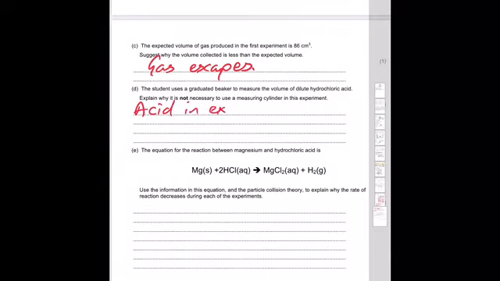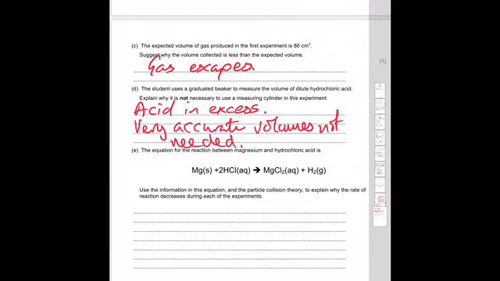The student uses a graduated beaker to measure the volume of dilute hydrochloric acid. Explain why it's not necessary to measure it accurately. Well, it's because the acid is in excess. So you don't need to be very accurate with it. You just need to make sure you've got the same amount and it's more than you need for the reaction. It's not the limiting factor. So a very accurate volume's not needed in this case.